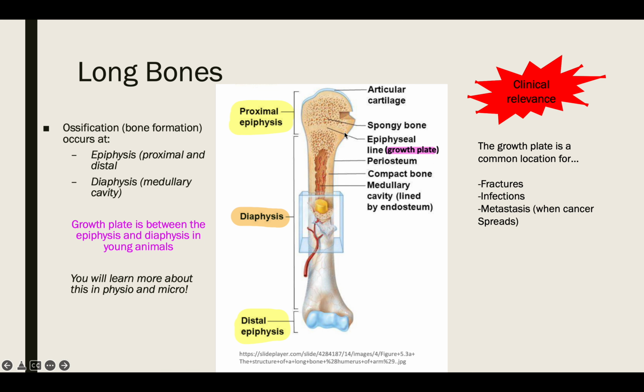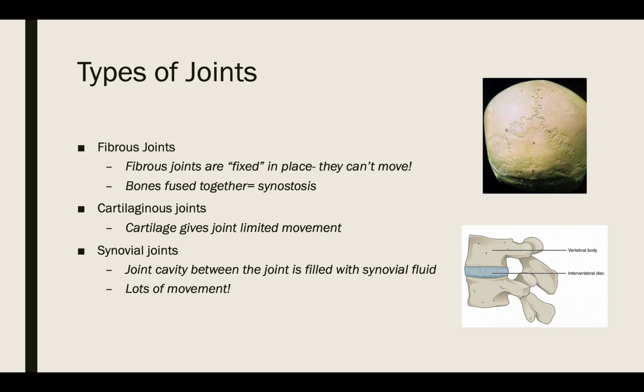Types of joints. We've got our fibrous joints. Those are going to be fixed, meaning they can't move. So think about your skull. You can see where there's a little bit of fusion going on here, and there's literally no movement here. And that's a good thing. You don't want these guys moving because your brain's in there. We need our brains. So those are basically fused together, helps protect, but remember, no movement.